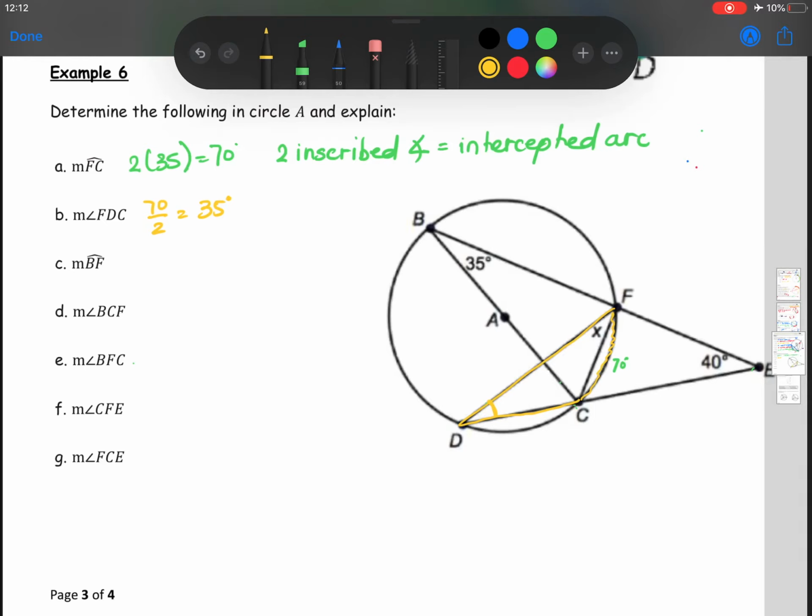But this time I'm going to write it the other way around. Half the intercepted arc is your inscribed angle, right?